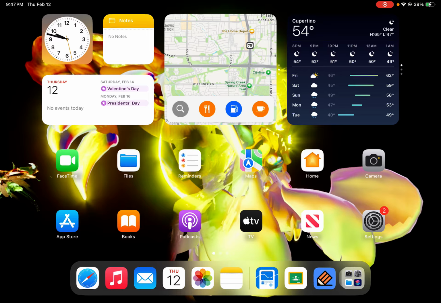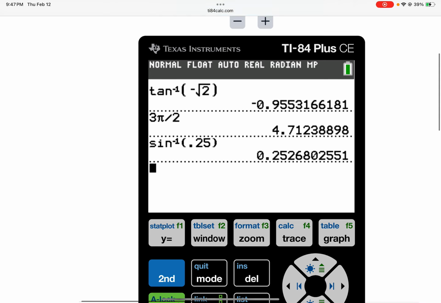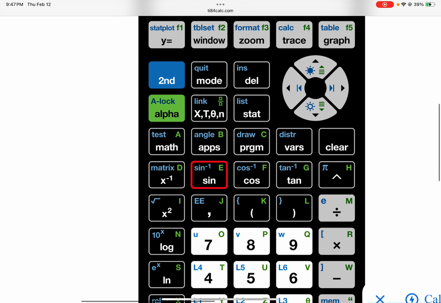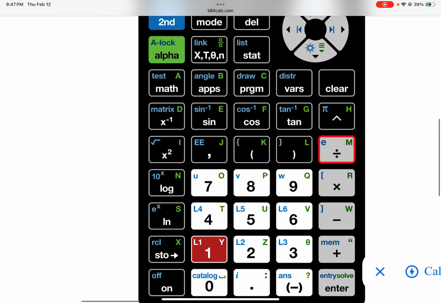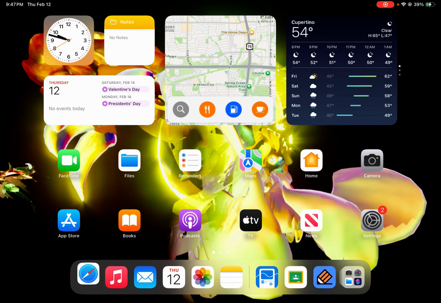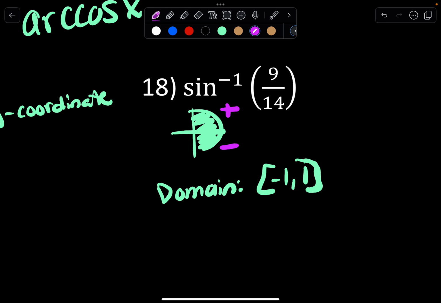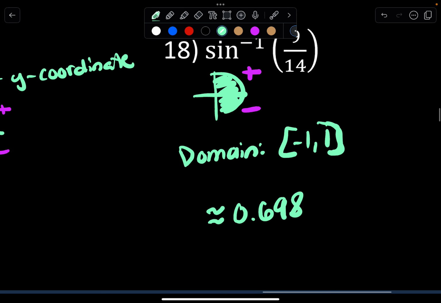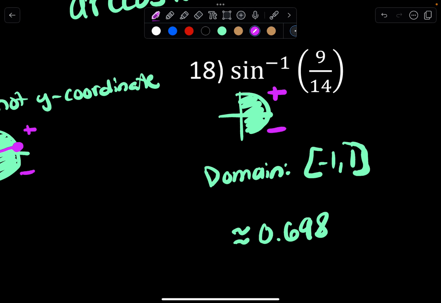So if we type this in the calculator, we will have second sine, 9 divided by 14, and we get 0.698. So this is about 0.698. So that'll also be in the first quadrant somewhere.